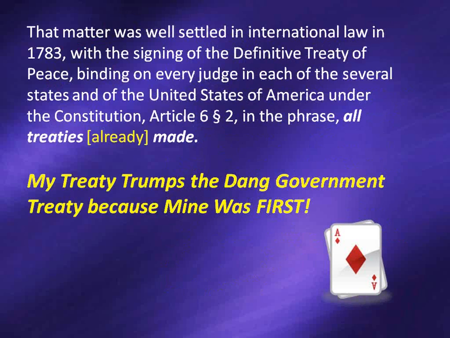That matter was well settled in international law in 1783 with the signing of the definitive Treaty of Peace, binding on every judge in each of the several states and of the United States of America under the Constitution, Article 6, Section 2, and the phrase, all treaties already made. So would you say that the Treaty of Peace is a treaty already made?